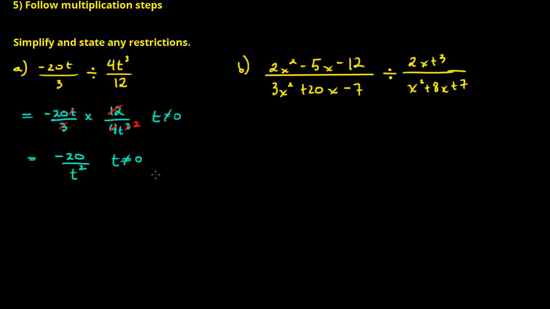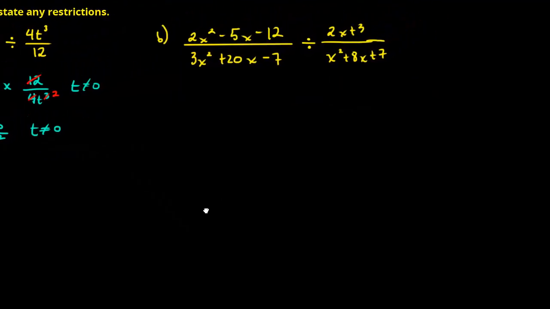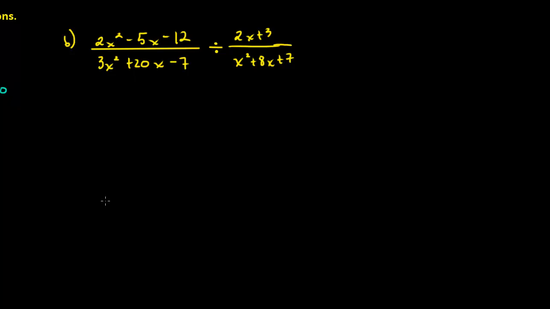Example B is a little bit more involved. In example B, the first thing that I'm going to do is factor everything. So let's factor the numerator here. I've got 2x squared minus 5x minus 12. And I can factor it by using guess and check.